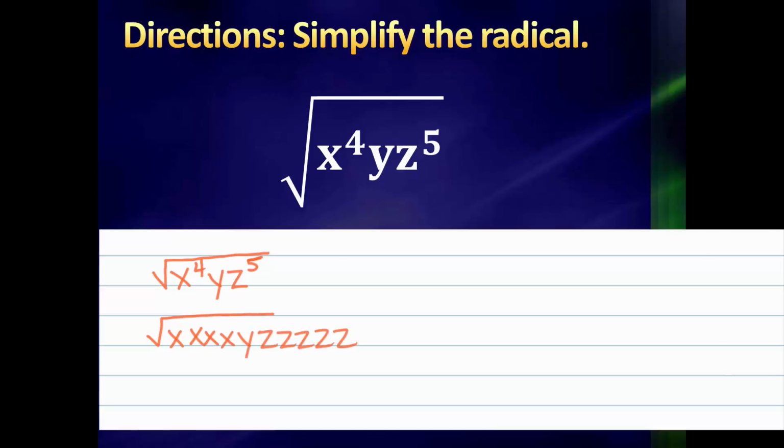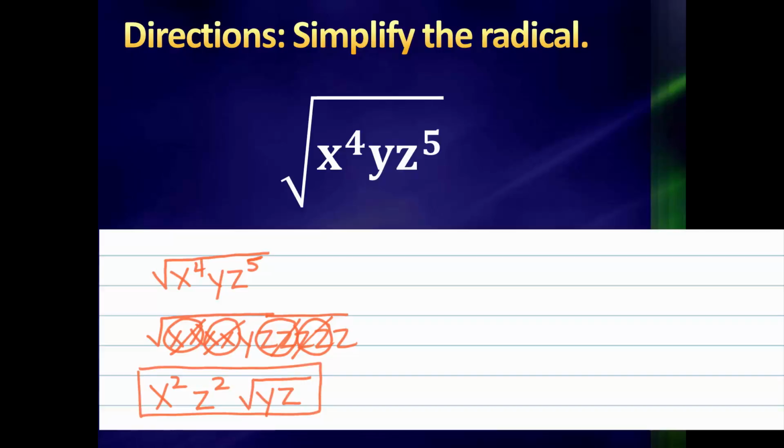And remember, we're looking for sets of 2. So there's a set of 2 x's, there's a set of 2 x's, there's a set of 2 z's, there's a set of 2 z's. You only get to take out 1 of each of them. So how many x's do I have in all that I'm taking out? I have 2 groups, so that's x squared. So there goes the x's. How many z's? I have 2 groups, so that's z squared, so there go my z's. Inside still, as my radicand, I have a y and a z, so this would be my final answer.